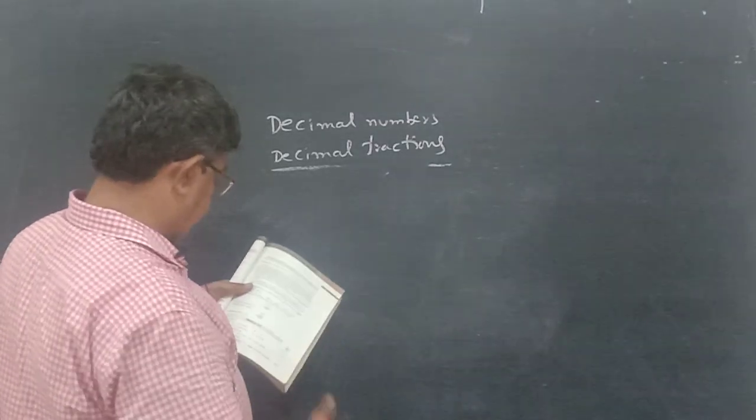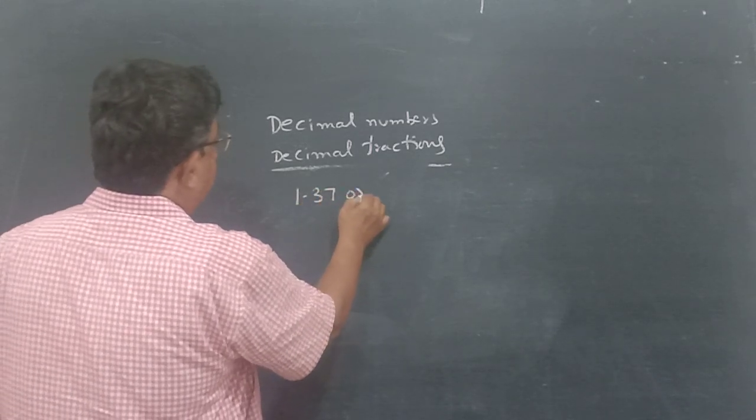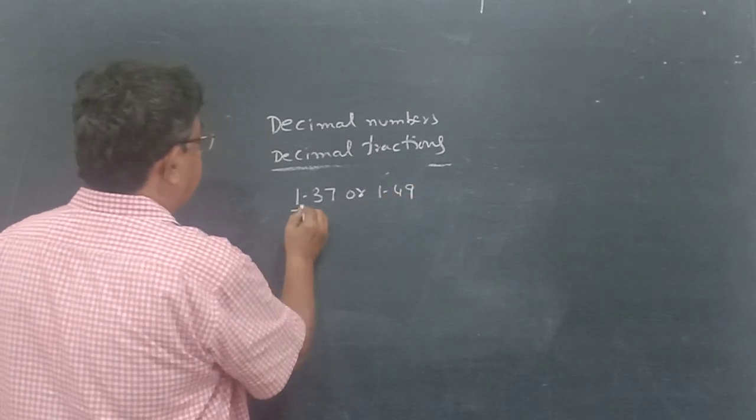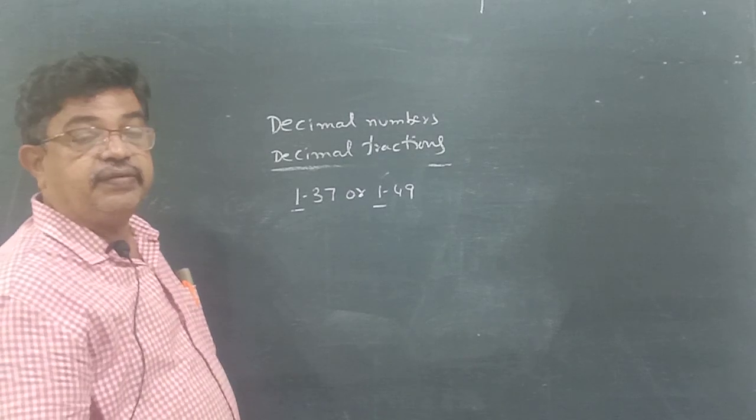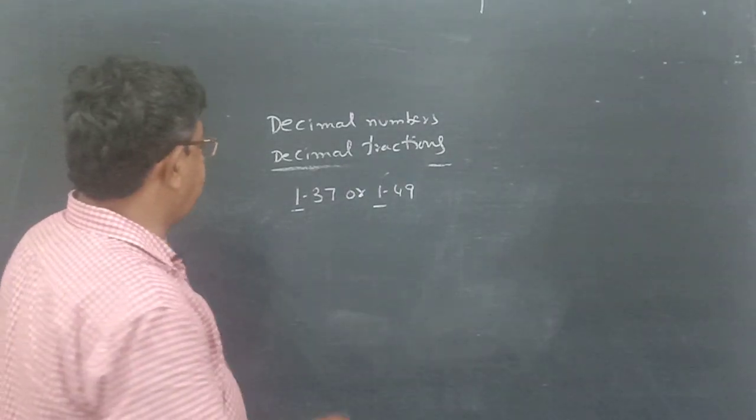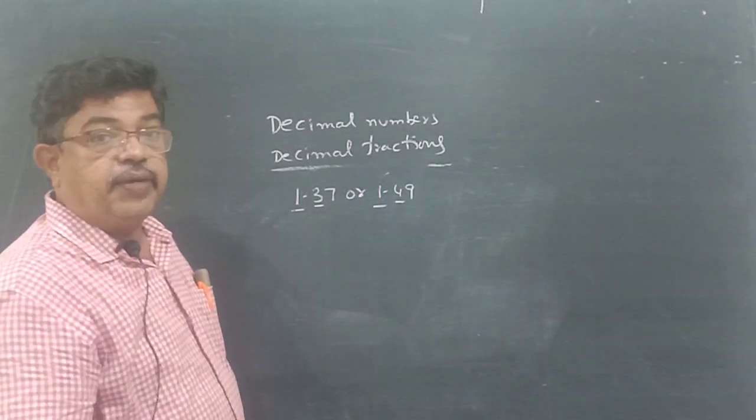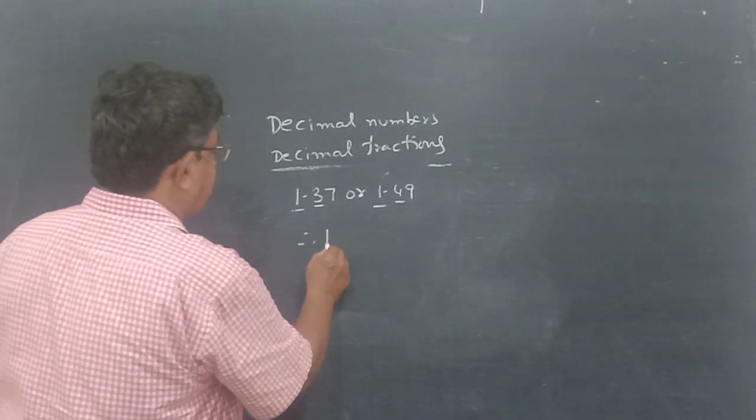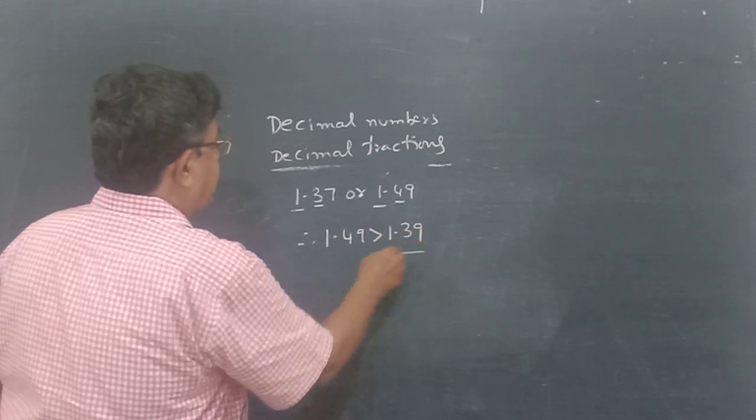Next, we take up 1.37 or 1.49. You compare the whole part. Here the whole number is 1, here also the whole number is 1. So whole numbers are same. Then you have to compare the first decimal value. What is the first decimal value here? 3 and here it is 4. By comparing the first decimal, 4 is greater than 3. Therefore, we can say 1.49 is greater than 1.37.